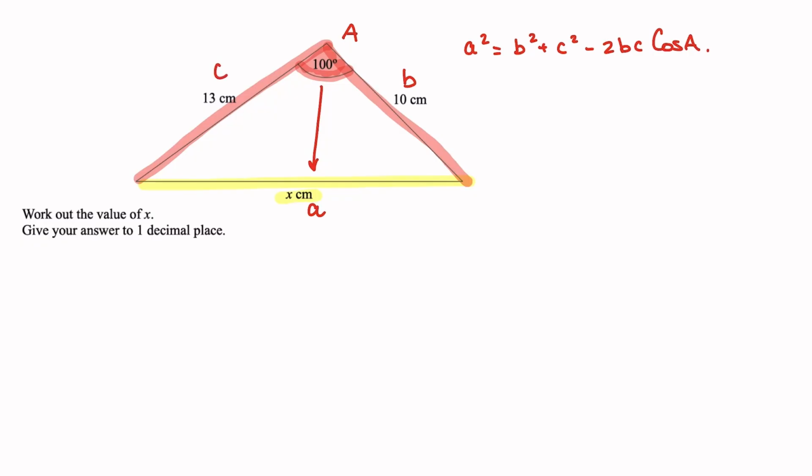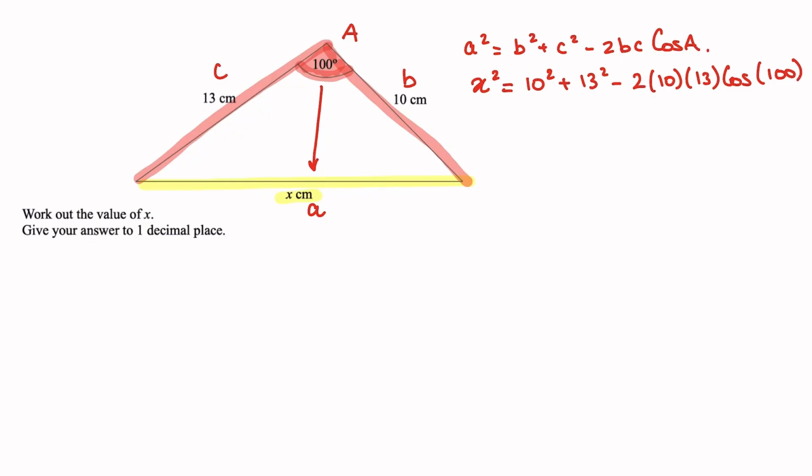So now if you substitute all this information into the formula, it allows us to find the value of a. So let's have a look at how we can do this. I don't know what my a is, but I know that a is x. So I can do x squared is equal to my b, which is 10 squared, plus 13 squared, minus 2 times my b, which is 10, my c, which is 13, and that will be cos capital A, which is 100.